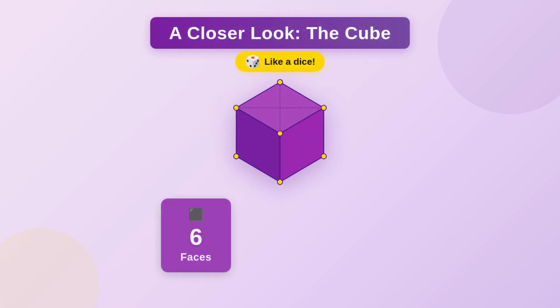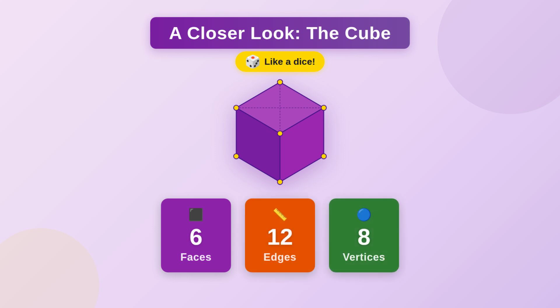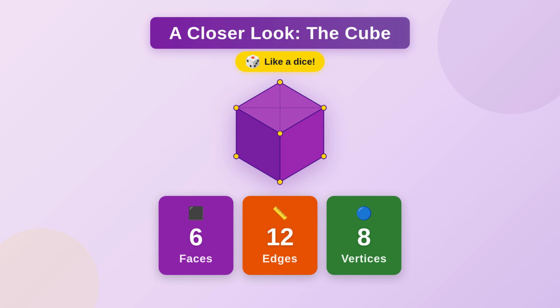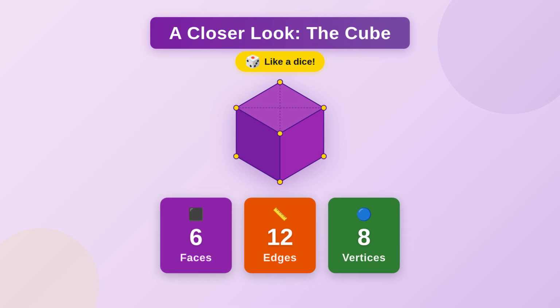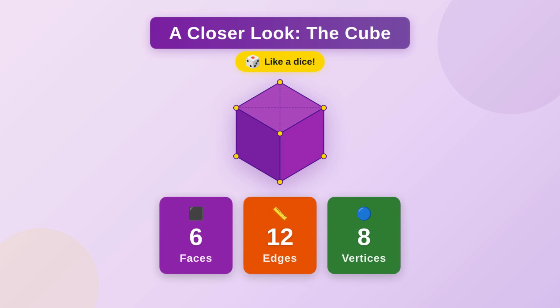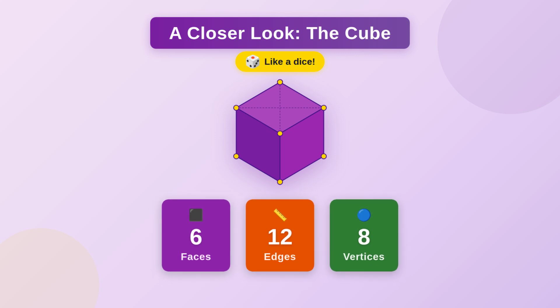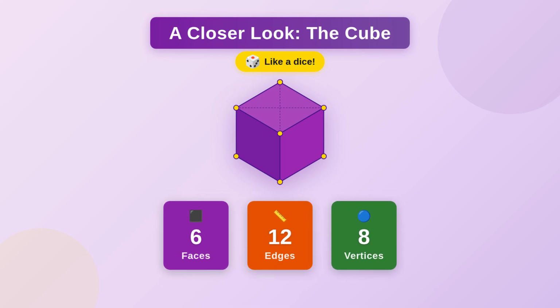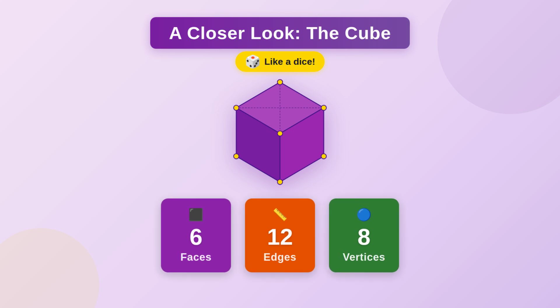Let's start with the most famous 3D shape, the cube. Maya picks up a dice from her board game. Perfect example. A cube has 6 faces, and every face is a square. It has 12 edges. Those are all the lines where the squares meet. And it has 8 vertices, 1 at each corner. So next time you roll dice, you're holding a cube with 6 faces, 12 edges, and 8 vertices. Maya writes this down and feels a little more confident already.